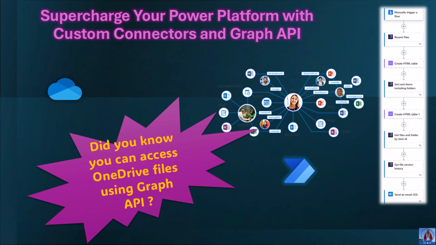In this video, you're going to see how to use the Graph API within the custom connector. The Graph API gives you more options to connect with the M365 components, especially for the OneDrive options. There are additional features which you can do with Graph API. I'm going to demonstrate in this video how to connect Graph API by creating a custom connector and use it with Power Automate.